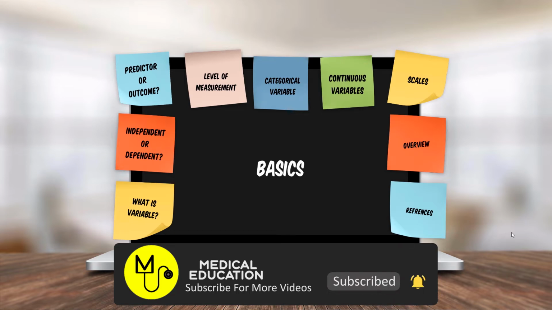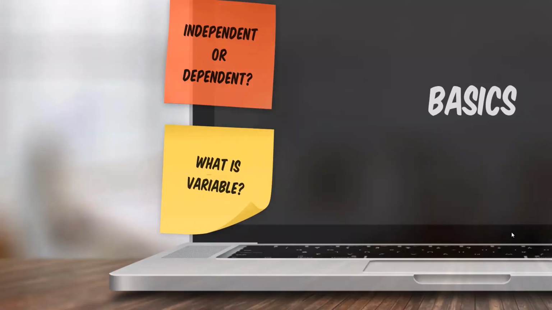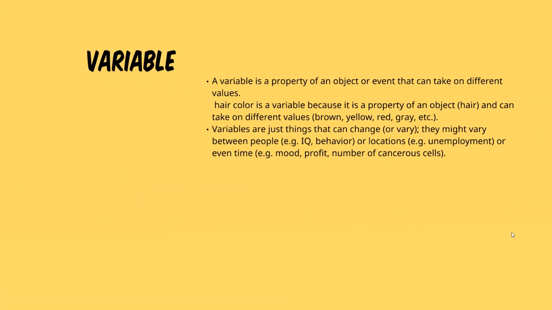So what is a variable? A variable is a property of an object or event that can take on different values. Anything can be a variable. For example, hair color is a variable because it is a property of an object, hair, and can take on different values. For example, it can be brown, yellow, red, gray, etc. Variables are just things that can change. They might vary between people, locations, or even time.